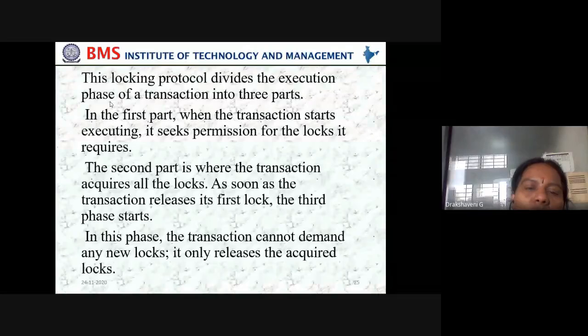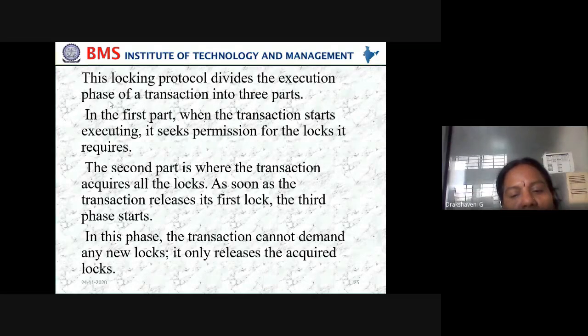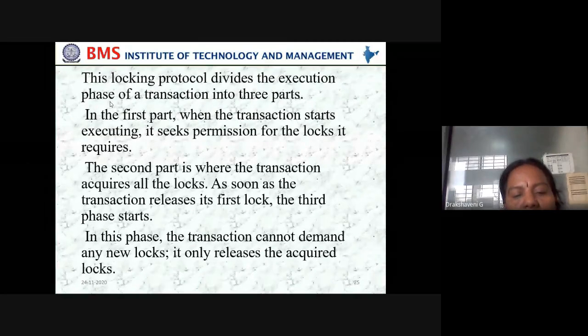This locking protocol divides the execution phase of the transaction into 3 phases. In the first part, when the transaction starts executing, it seeks permission for the locks it requires. The second part is where the transaction acquires all the locks. As soon as the transaction releases its first lock, the third phase starts. In this phase, the transaction cannot demand any new lock. It only releases the locks it holds.